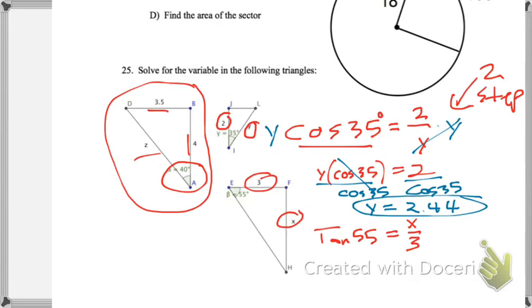Now that one was multiplying by y and divided by cosine of 35. The bottom one, we're just going to multiply both sides by the denominator 3, and that'll get x by itself, and so we'll end up with x is simply equal to 3 times the tangent of 55, which is 4.28. And that's it. That closes out everything on there.